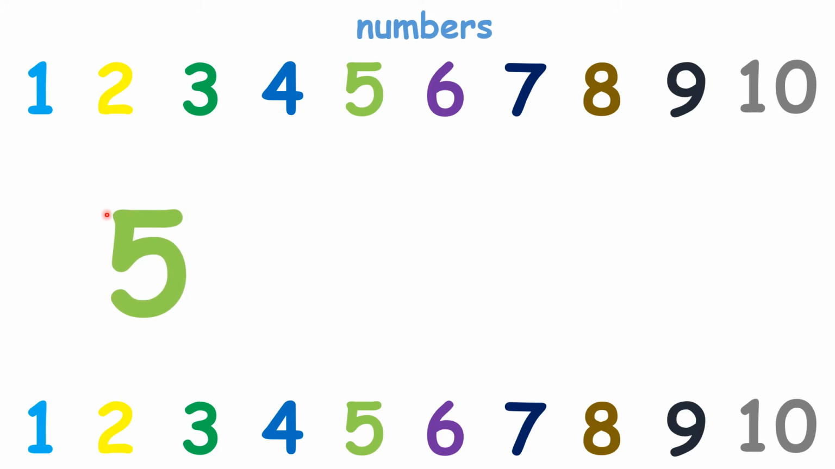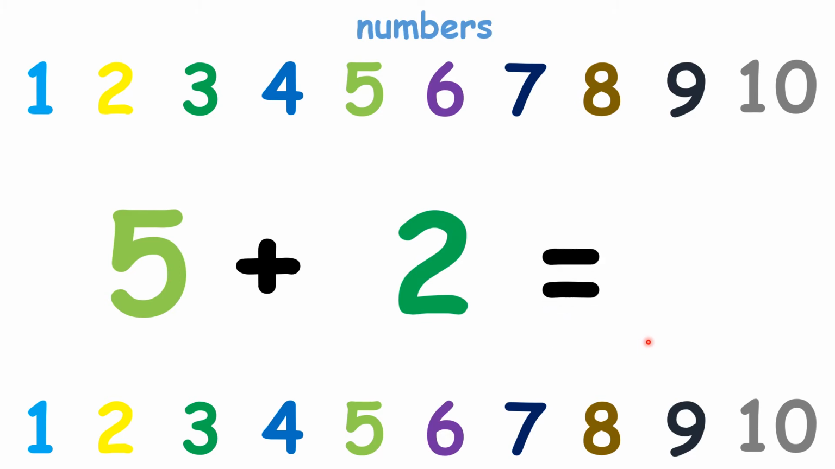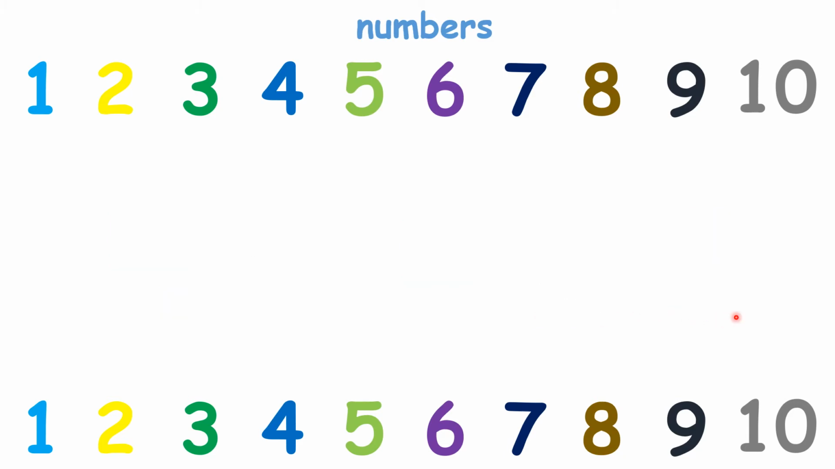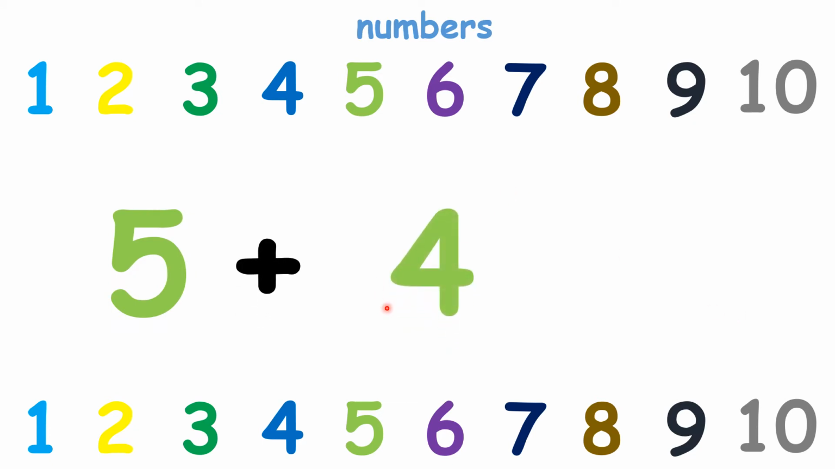5 is half number this time. 5 plus 2 equals, nice and fast, 5 and 2. 5 plus 2, 7. 5 and 2 is 7, or 5 plus 2 is 7. Okay, next number. 5 again, plus 4 this time. 5 and 4. 5 plus 4 is number 9. Equals 9. Very well done.